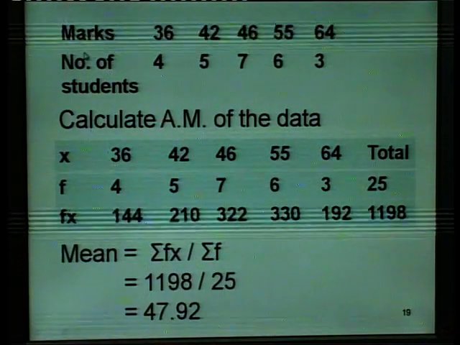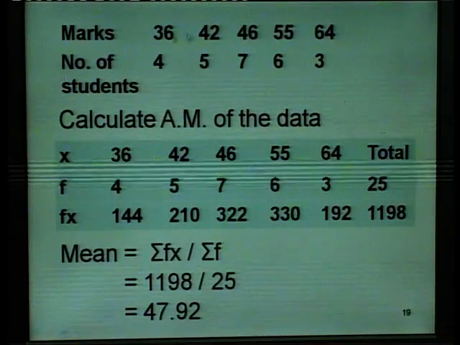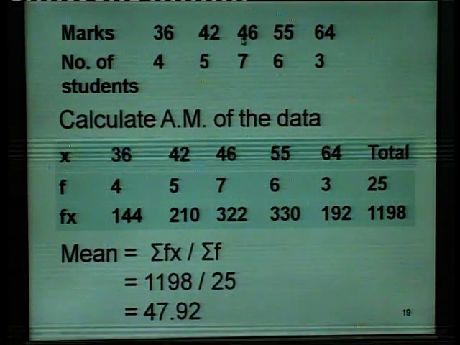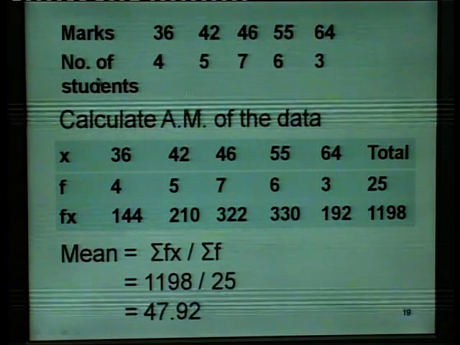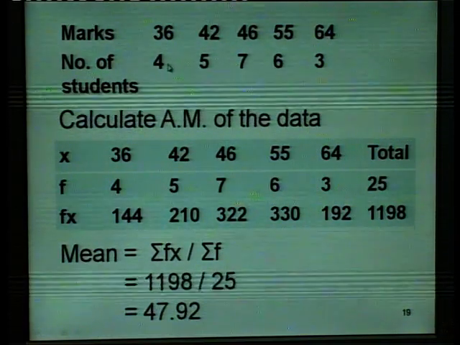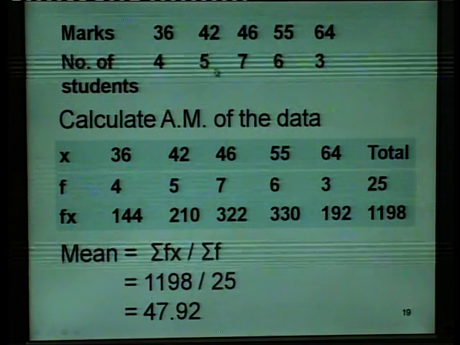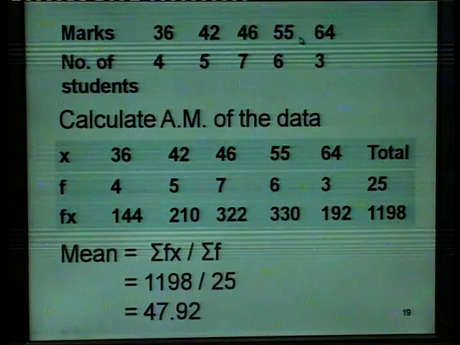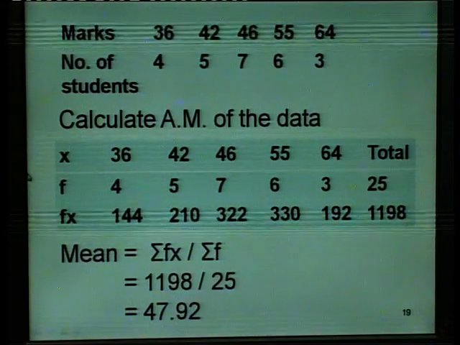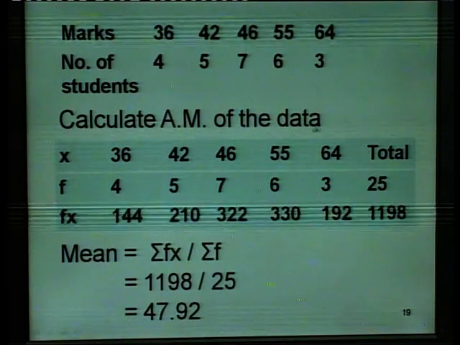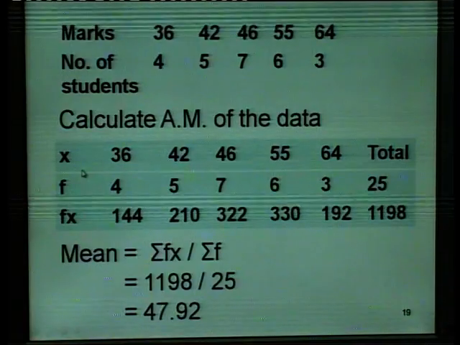Now this is an example of arithmetic mean in a discrete frequency distribution. Marks are given as 36, 42, 46, 55, 64 and the number of students means frequency. 36 is appearing 4 times, 42 is appearing 5 times, 46 is appearing 7 times, 55 is appearing 6 times, 64 is appearing 3 times. Now we have to calculate the arithmetic mean of the data. We will find it by using a table.